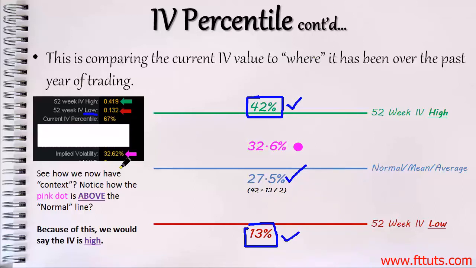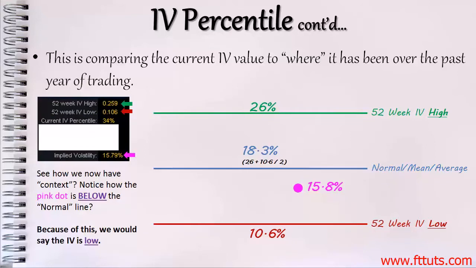All right, perfect. Now you look and see the implied volatility is at 32.62%. So you look up here, this is 27, so 32, of course just an approximation, would be right up around this area. That pink dot. So now ask yourself, we have some context here, and hopefully you're noticing that the pink dot is above what is normal, because normal is down here at 27.5. Therefore, we would say that IV is high. It's above normal, it's above average. We have context now. We know that this is above average. It is, quote unquote, high.